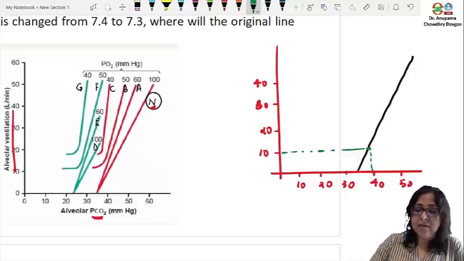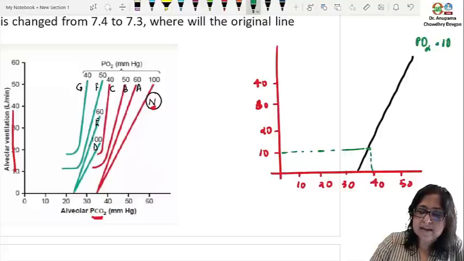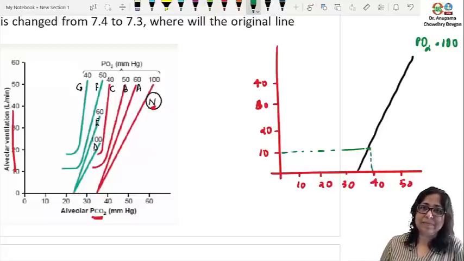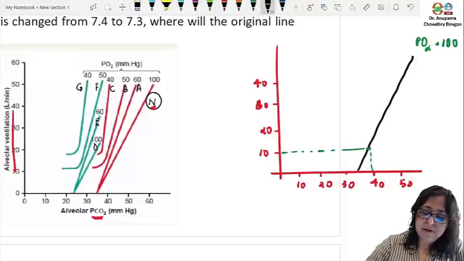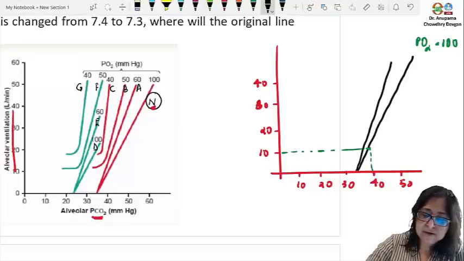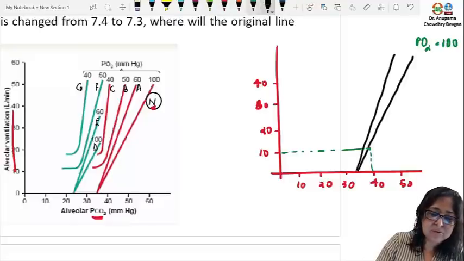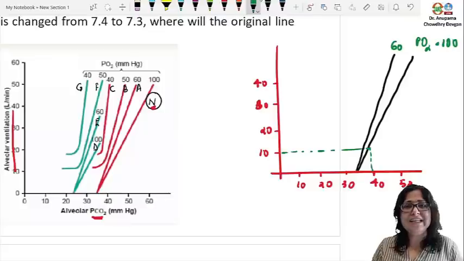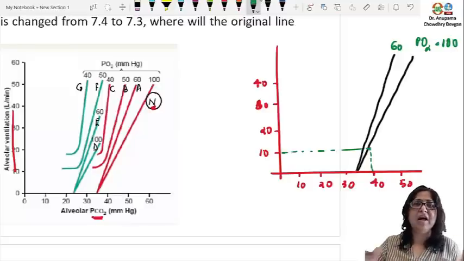Now, this is seen when the PO2 is constant. PO2 is at 100. Now, supposing I lower the PO2 and take it to 60, which is hypoxia. What will happen to the CO2 response curve? This is known as the CO2 response curve. We find that the slope increases. This is when the PO2 is reduced to 60. The slope has increased. What does that indicate? That indicates that the sensitivity of the chemoreceptors to CO2 has increased in the presence of hypoxia.